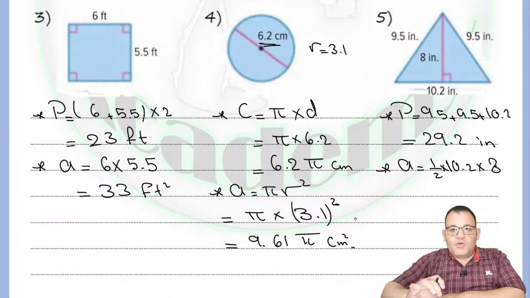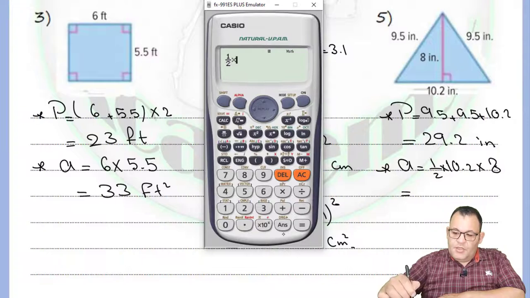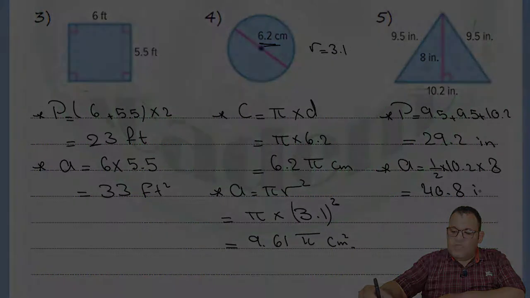The most important part in this lesson is that you need to memorize all of the formulas. If you memorize all of the formulas, it will be easy. Just by using substitution, you can solve. So now by using the calculator, we'll find the area. 1 over 2 multiplied by 10.2 times 8 equals 40.8. So the answer now would be 40.8 squared inches.